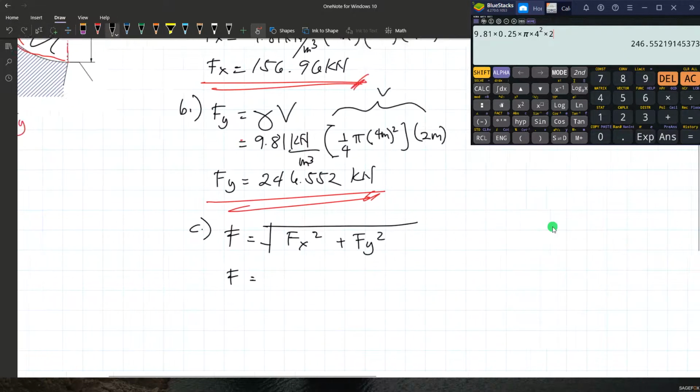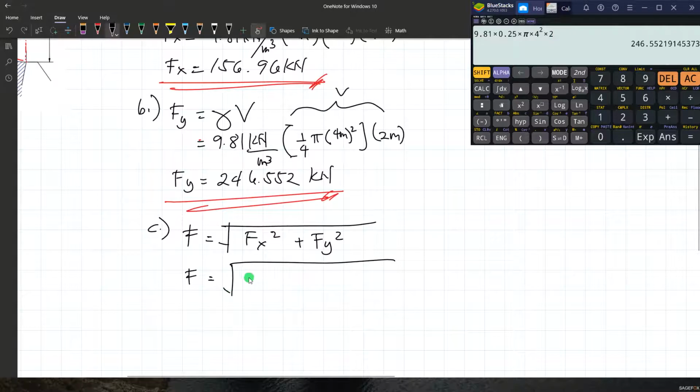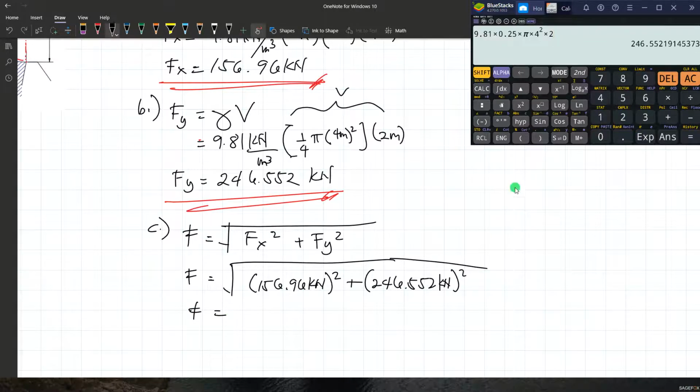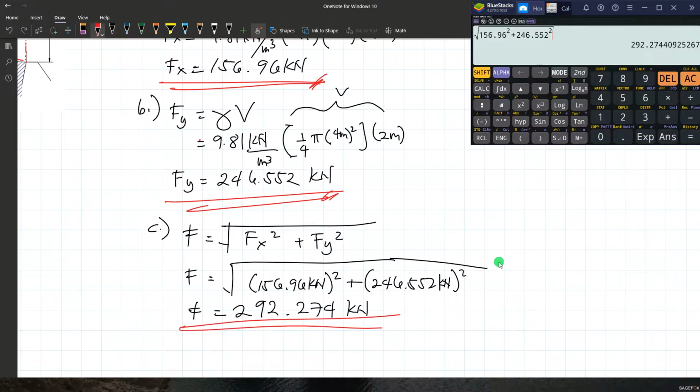So just take the square root of the squares of 156.96 kilonewtons squared plus 246.552 kilonewtons raised to 2. So F is equal to the square root of 156.96 squared plus 246.552 squared. The resultant force is 292.274 kilonewtons. So these are the answers.